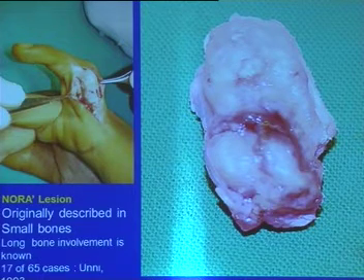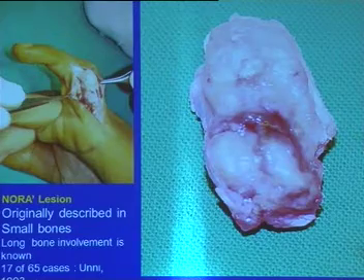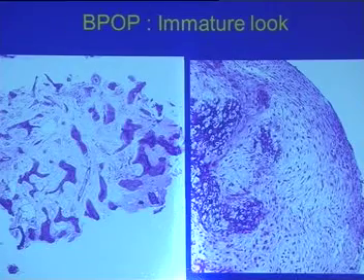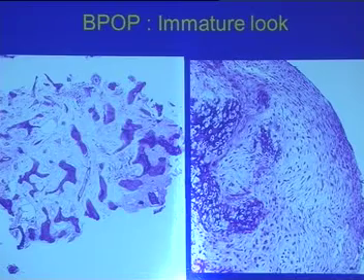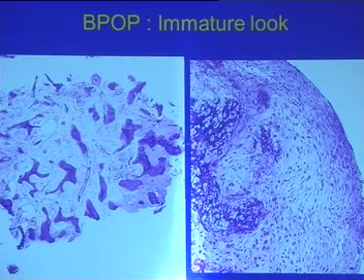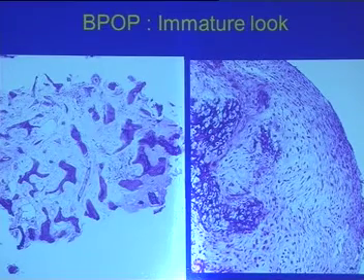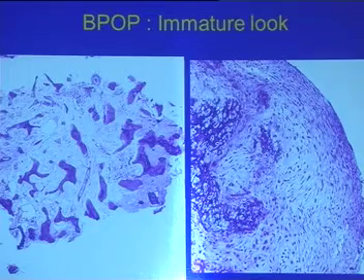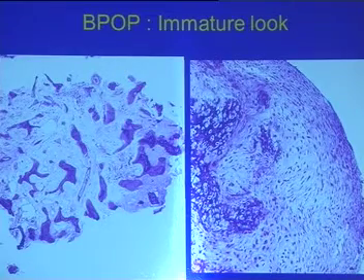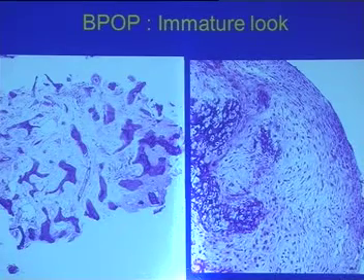Long bone involvement is known, and 17 of 65 cases published by Dr. Uni occurred in the long bones. And this is the histology of BPOP. It has this osteochondroid-like stuff scattered in this loose spindly proliferation, and this blue-colored chondroid tissue is what gives it its very characteristic appearance.